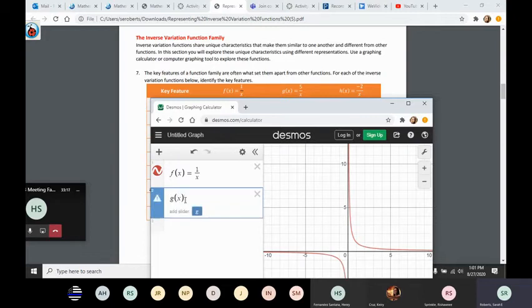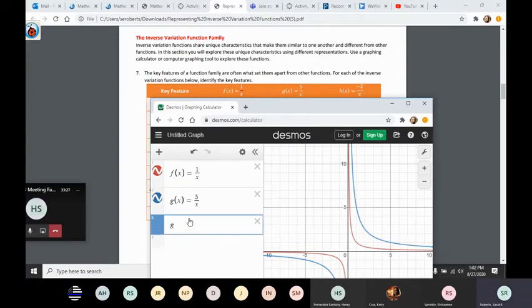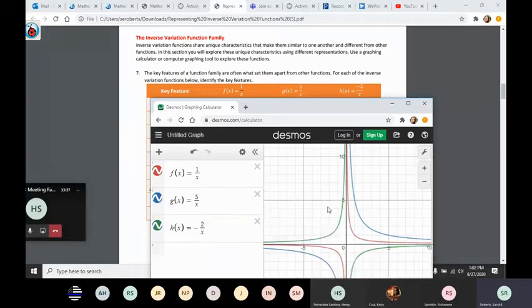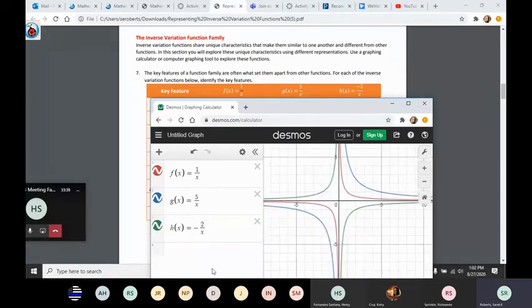Then we'll go ahead and do the other one. g of x is 5 over x. And h of x equals negative 2 over x. Okay, so we have these 3 different functions, and we can see the 3 functions turn out very differently. So we can look and compare how they are.